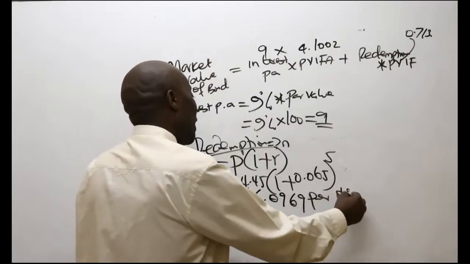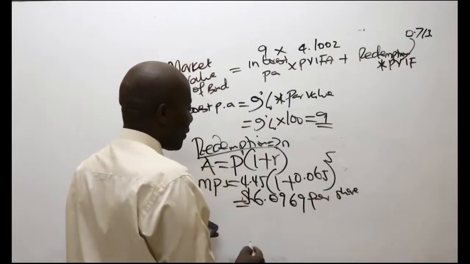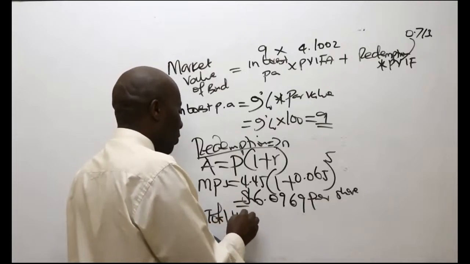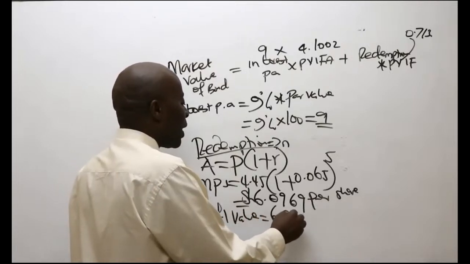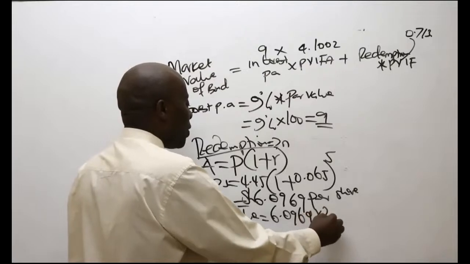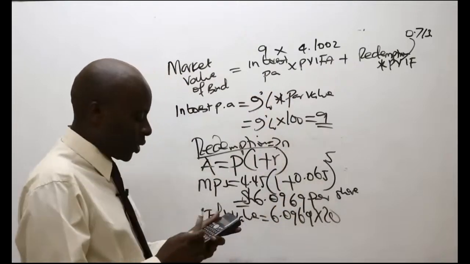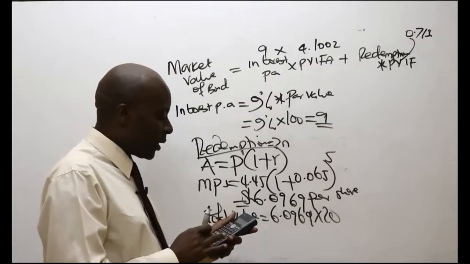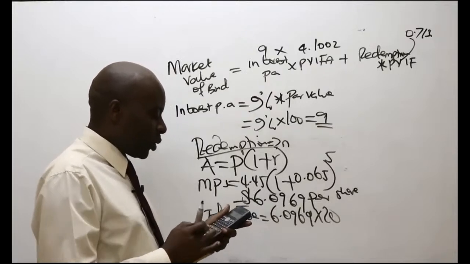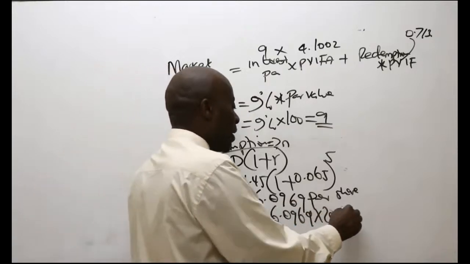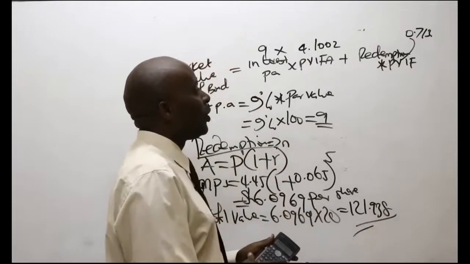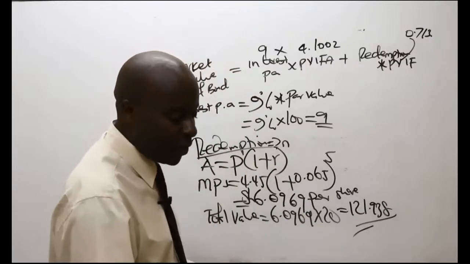Per share. And during redemption, we shall be given the total value of ordinary shares. We shall be given how many shares? They have told us 20 shares. So we have there 6.0969 times 20, which will end up giving us 121.938. Now, ladies and gentlemen, I have the redemption value.